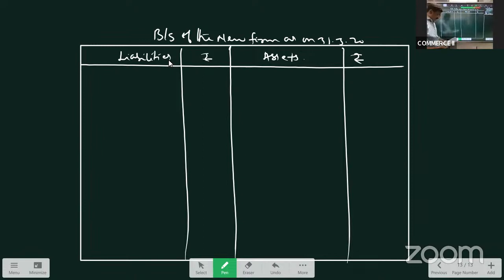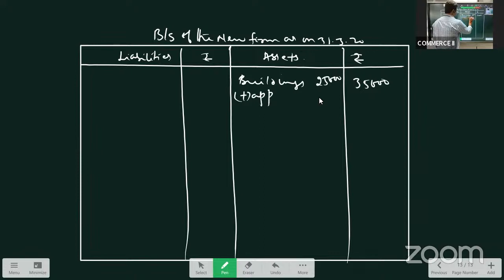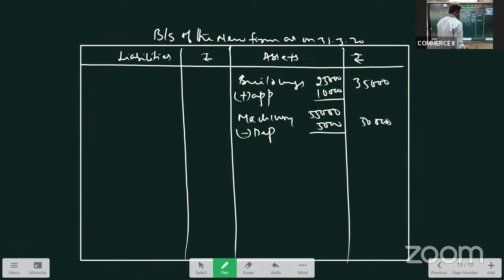We have buildings. Buildings are appreciated by 10,000. So now there will be 35. In the balance sheet, it is 25 plus appreciated by 10,000, so 35. Machinery, 55 was the book value. It is depreciated by 5,000 to take 50,000.